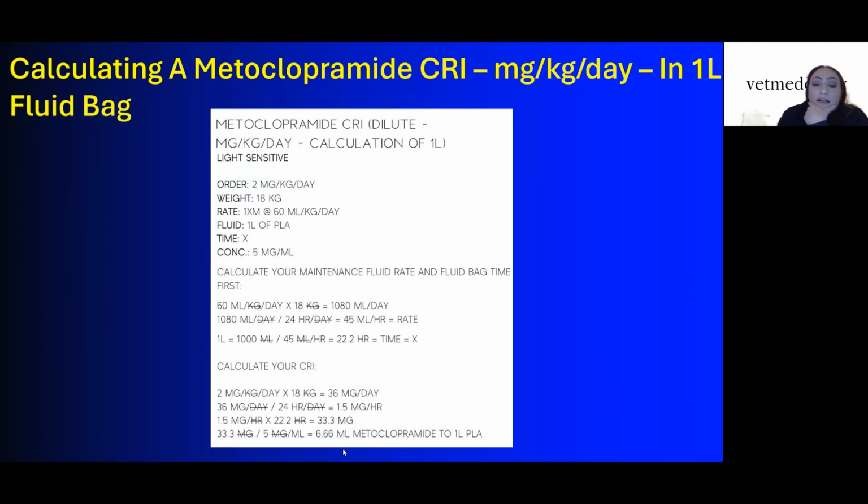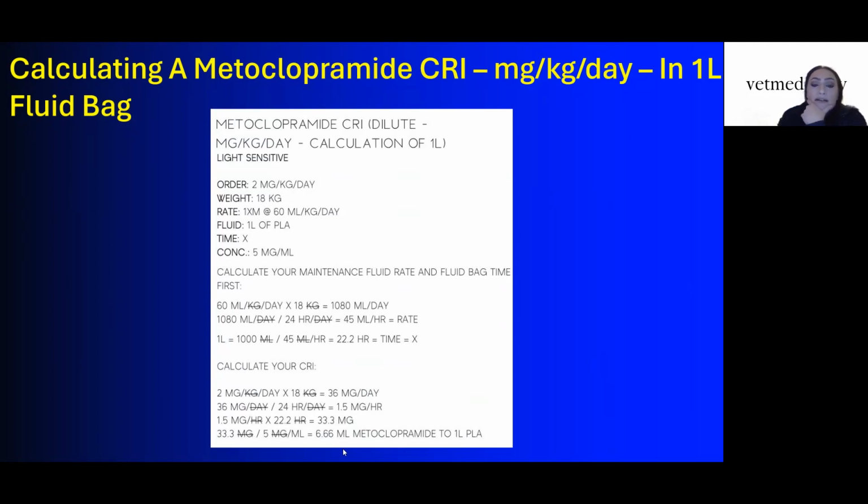We want to calculate the maintenance fluid rate and the fluid bag time first. So 60 mils per kg per day times 18 kgs equals 1,080 mils per day. 1,080 mils per day divided by 24 hours per day equals 45 mils an hour for our rate. 1 liter equals 1,000 mils. So 1,000 mils divided by 45 mils an hour equals 22.2 hours.